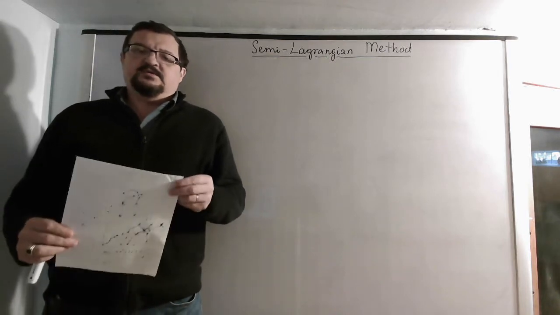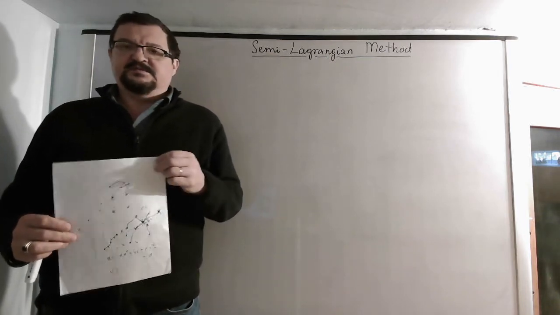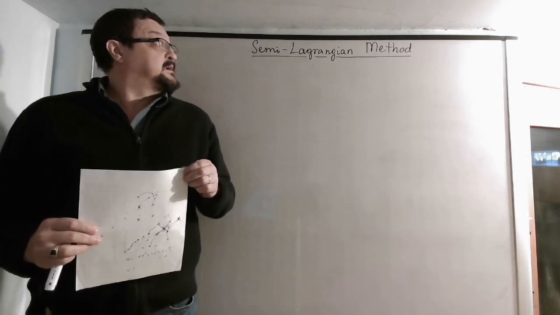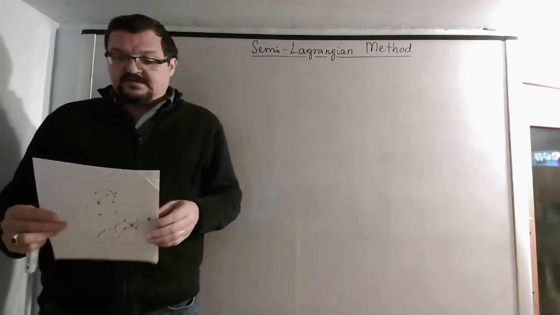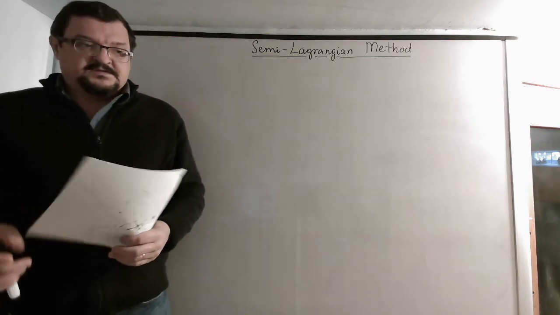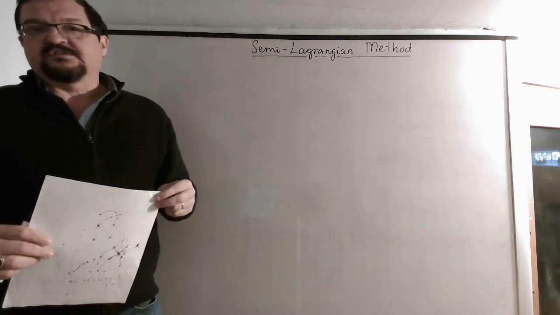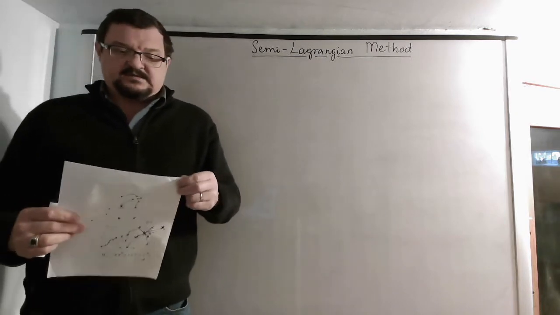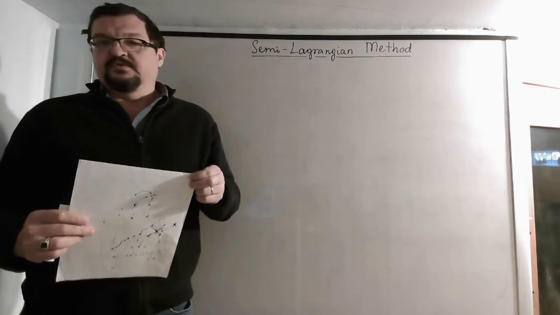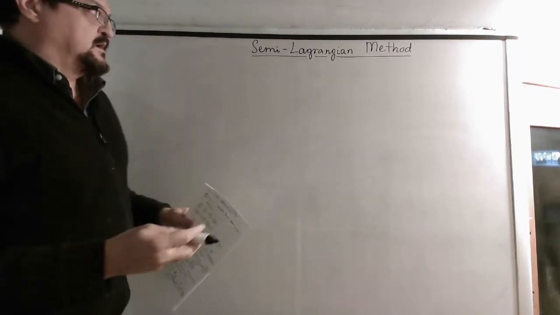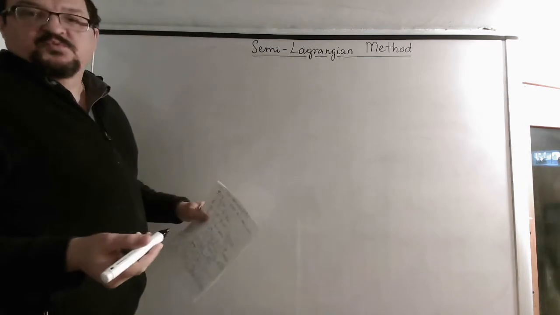Okay, today we're going to talk about a different approach to modeling. It's called the semi-Lagrangian method. So all fluid dynamics equations that we considered so far, that we employ in our field, can be written in two ways.